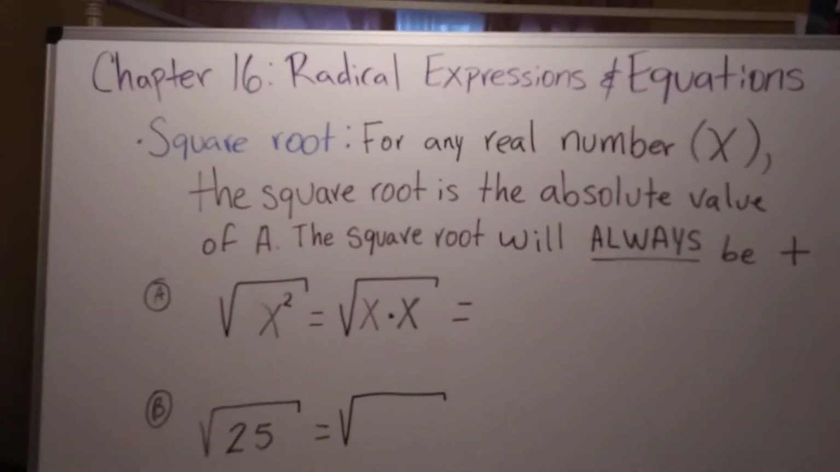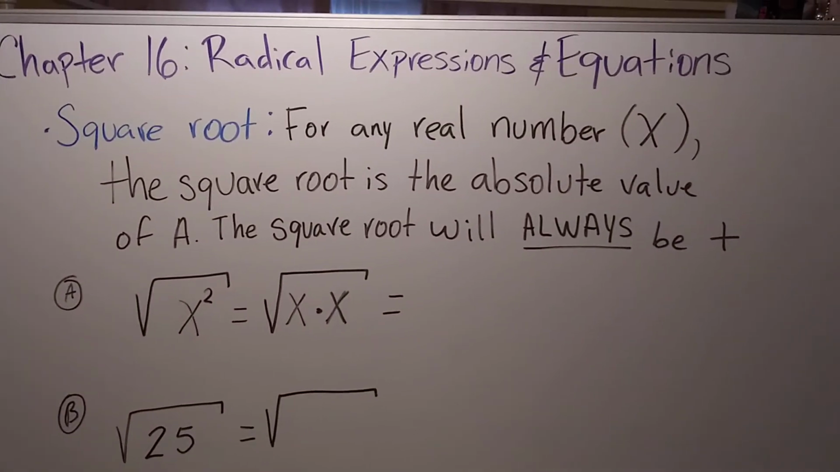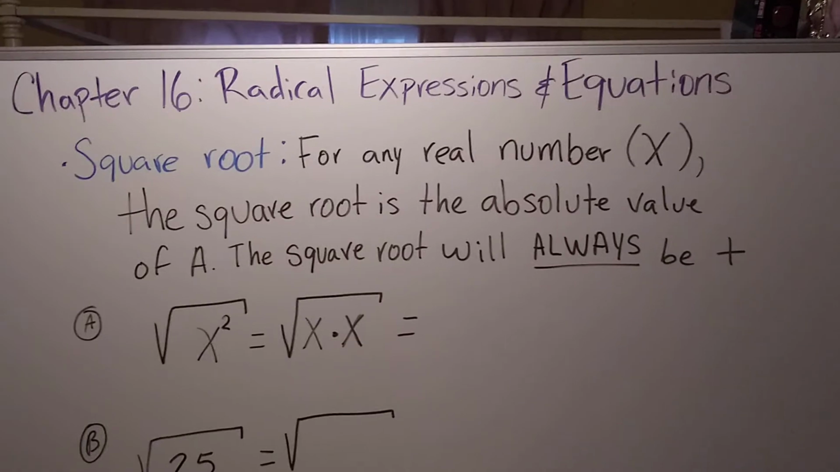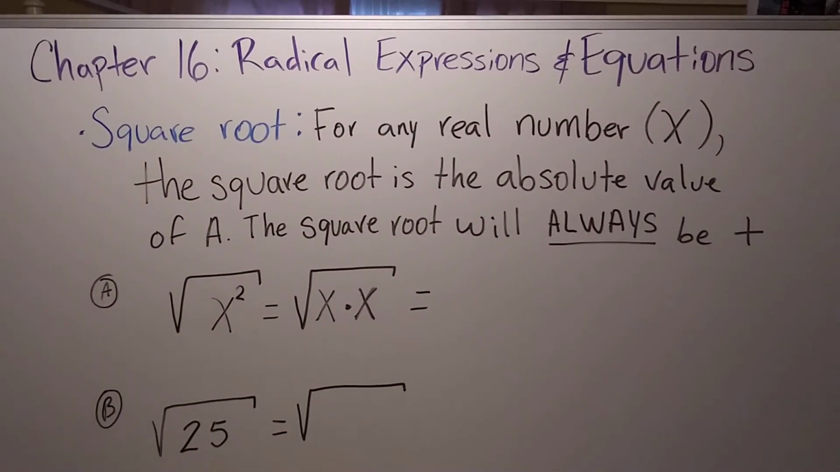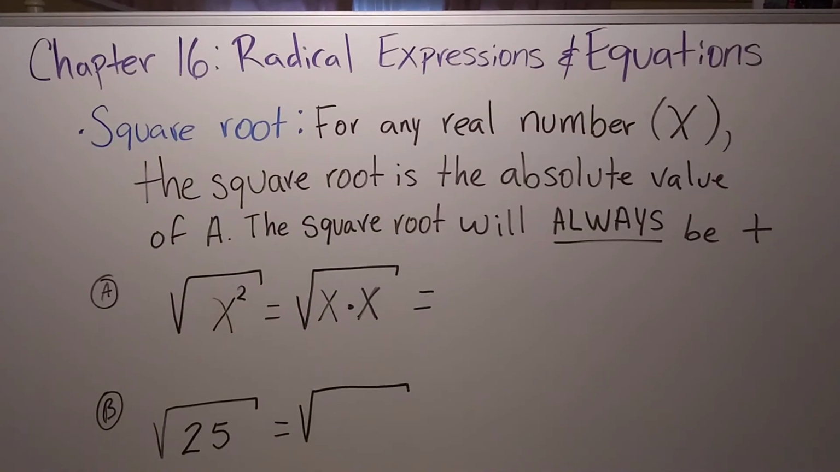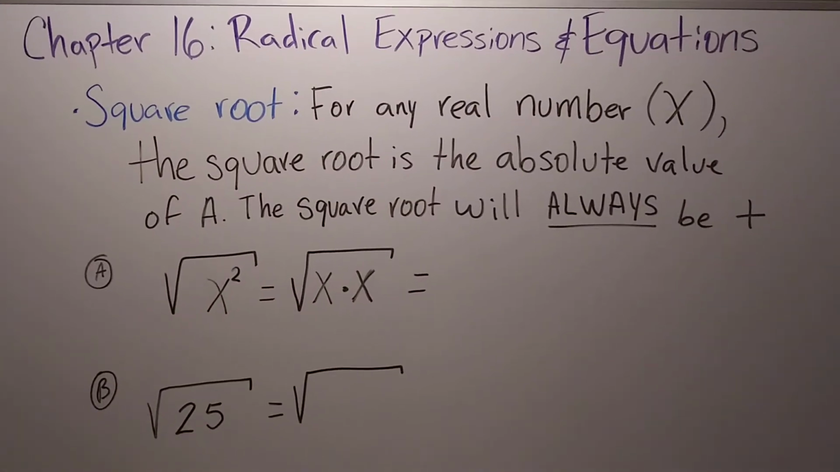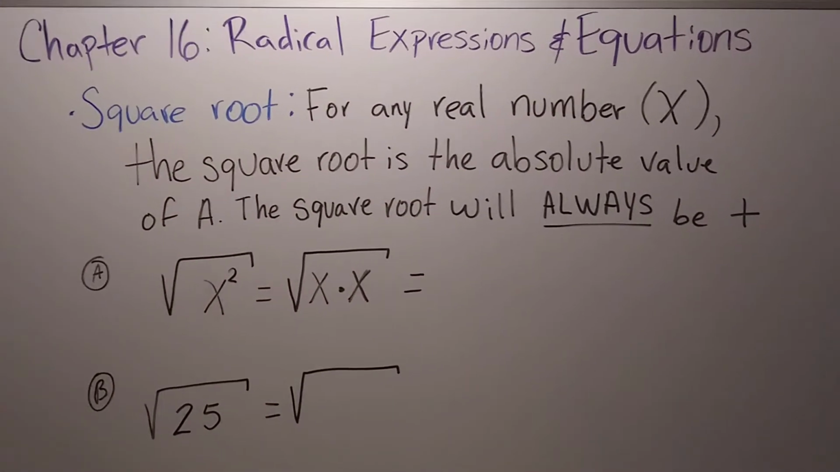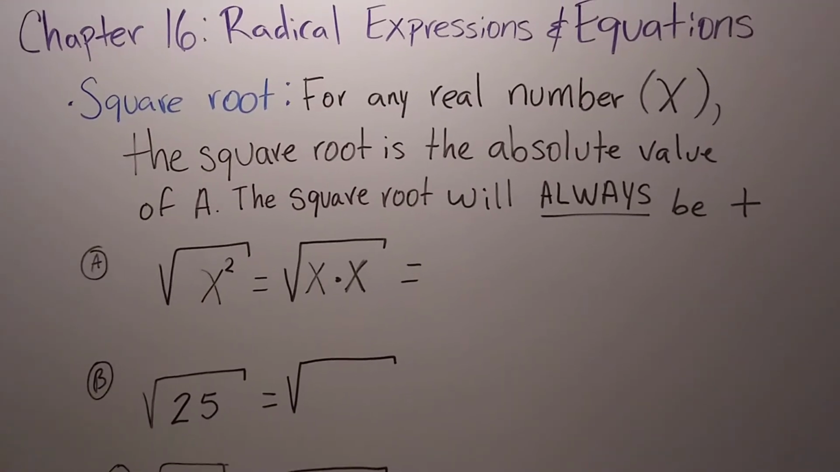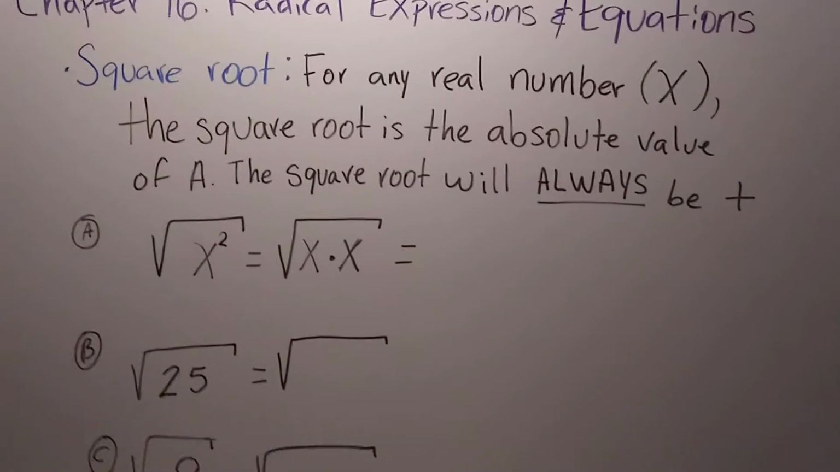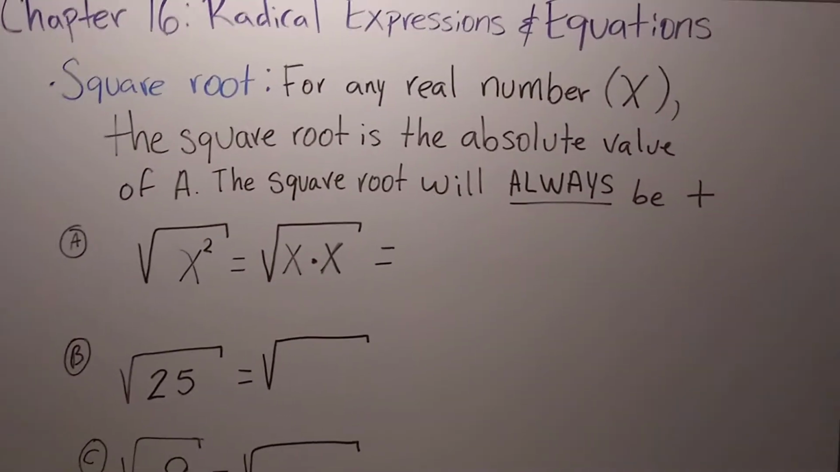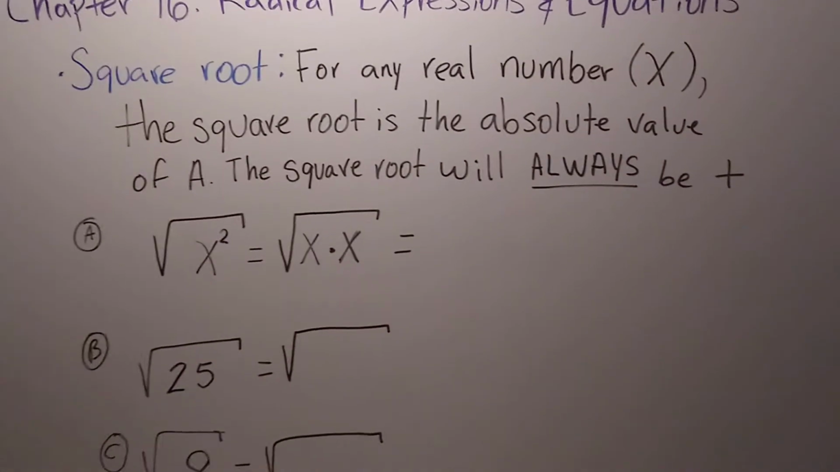Okay, class. So today we're going to be doing the last chapter in this course, which is chapter 16, titled Radical Expressions and Equations. Section 16.1 is the introduction to radical numbers. A radical number is pretty much a number that's inside of, in this case, a square root symbol.